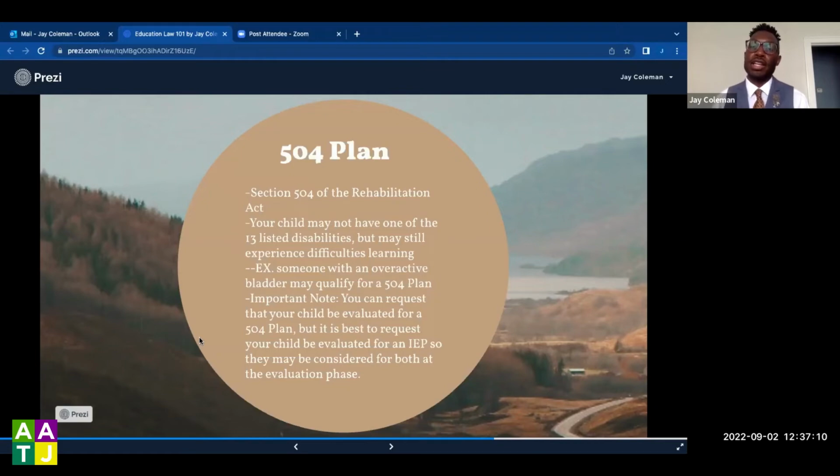Now, the evaluation for a 504 plan is the same as the evaluation for an IEP. It starts off the same. So your child's evaluated and they may decide your child does not have one of these 13 qualifying disabilities, but from what we've seen in our evaluation, they could qualify for a 504 plan. And so that's what we're going to draft up.